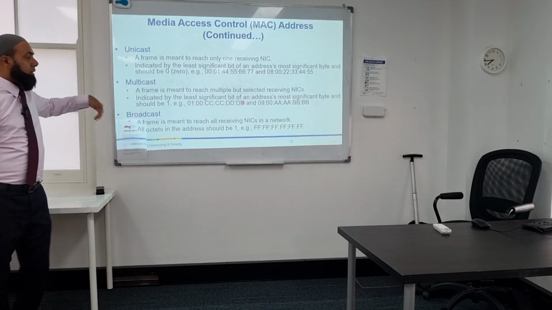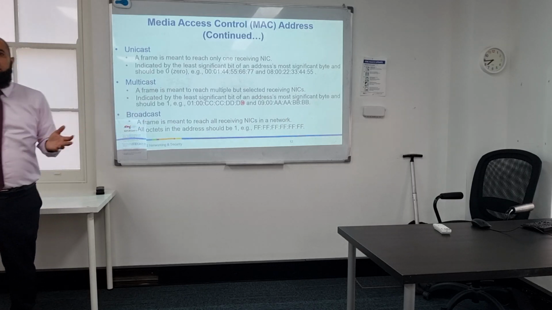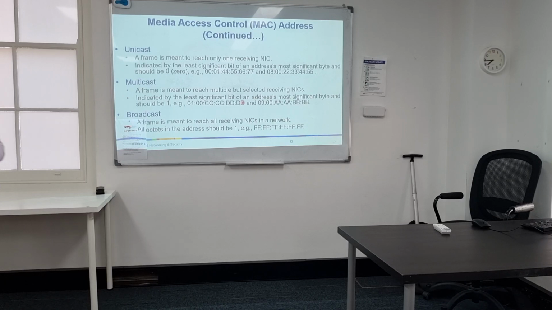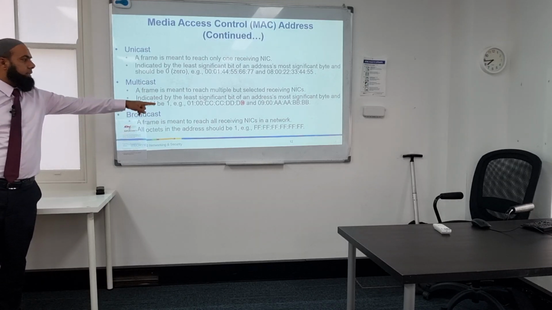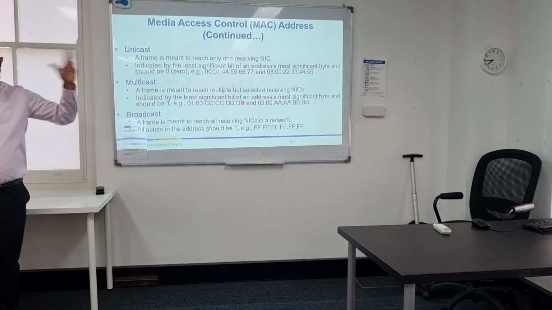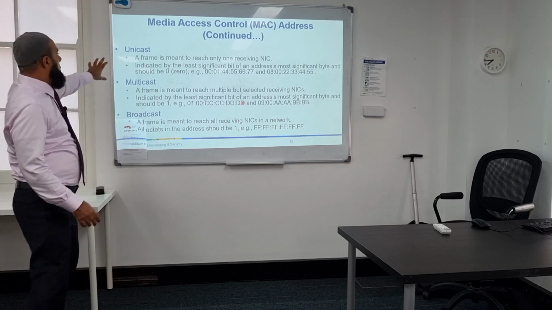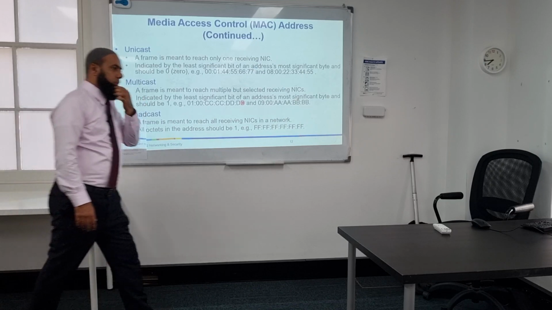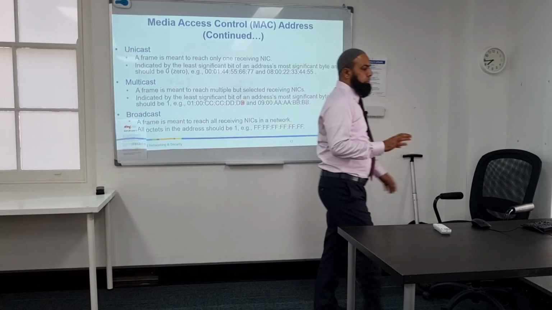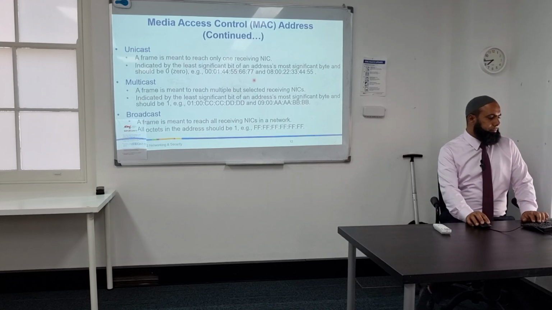And if you are doing a broadcasting, then a frame is meant to reach all receiving network interface cards. It is this one, which is using all F, which is a broadcast message, if you want to broadcast a message over the network. So that's the main difference between unicast, multicast, and broadcast. So these are their different bytes, and the bits are used on this level.